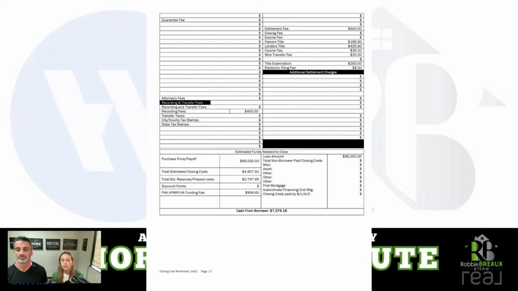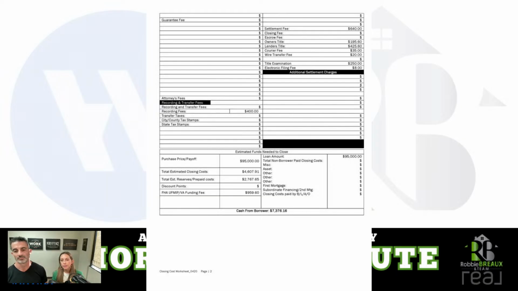If you scroll down to the bottom left, you'll see recording fees. So recordation varies depending on the parish. This will cost anywhere from about $250 to $400. It also varies depending on the number of pages that have to get recorded, because all the different loan products have different amounts of pages that have to get recorded.